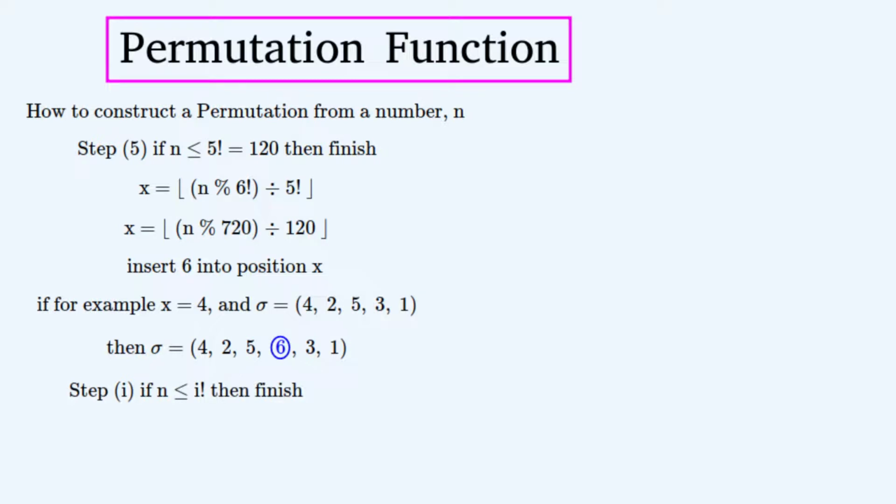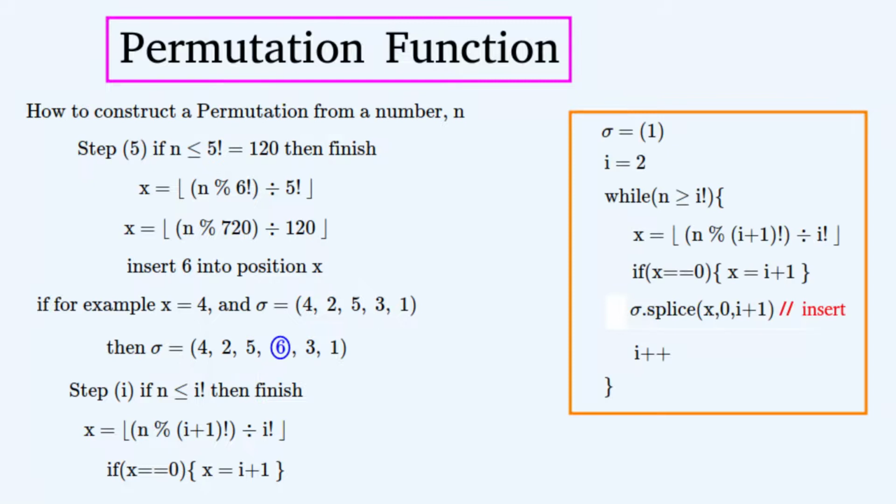We can generalize the ith step. We'll finish on this condition here. Otherwise, we'll calculate the position of this number using this formula. And this is the computer code that we'll use to construct this permutation from this number. We'll use the splice function to insert this number into the array at position x. Although the formula for x looks very complicated, the rest of the code looks quite simple.